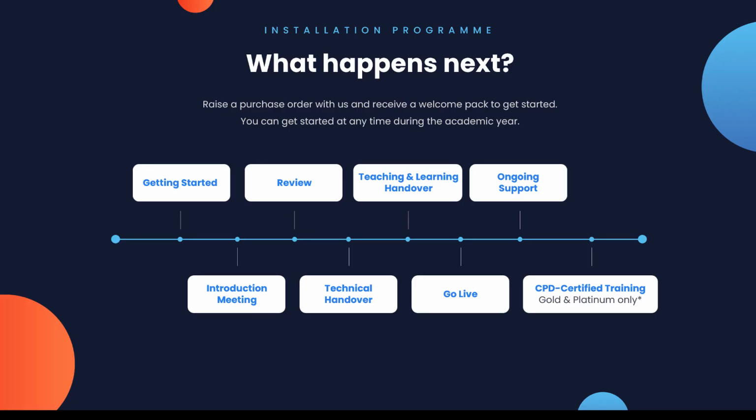So in terms of next steps, what we do when you place an order is we bring you into that planning team. We set up that introduction meeting with you. We have a review of what we set up, and then we'll do a technical handover for your technical team, teacher learning handover for your teacher learning team. You're ready then to go live whenever you're ready, but you've got the ongoing support throughout the year and also the CPD certified training to book in as well.